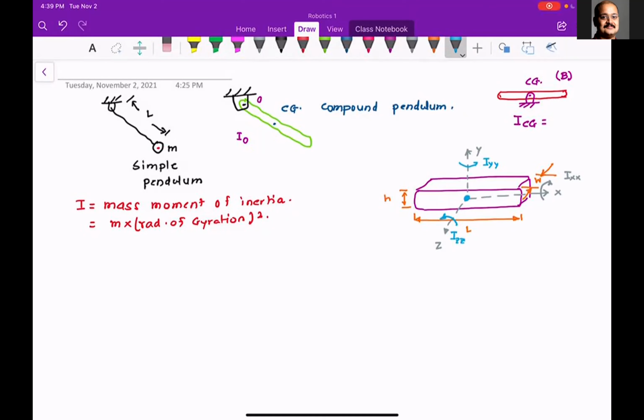So if this is my slender rod, then it can rotate about X, about Y, and about Z. However, please understand, the point of rotation could be anywhere in this 3-dimensional space. Depending upon about what point I want this slender rod to rotate, that will change its moment of inertia.